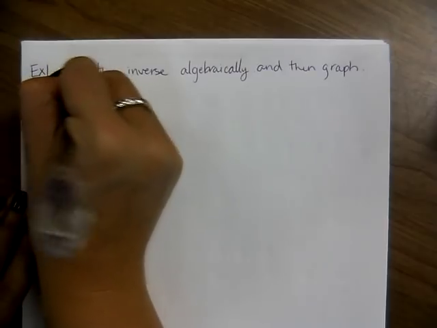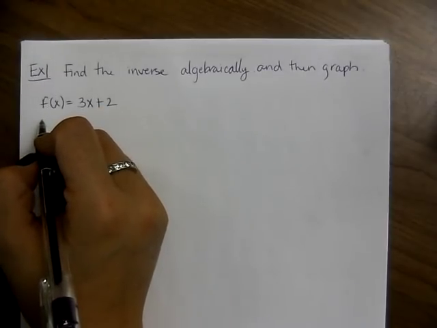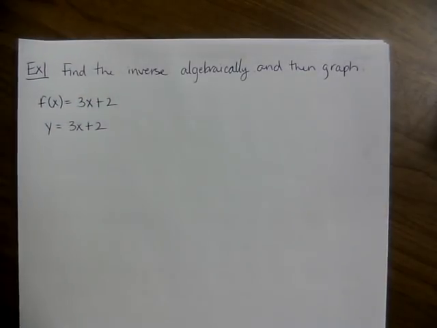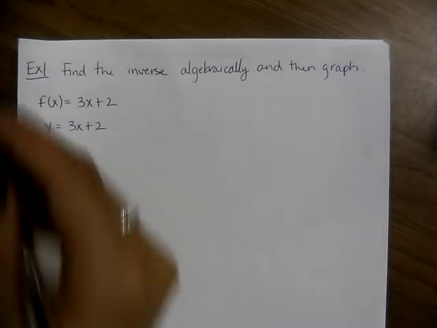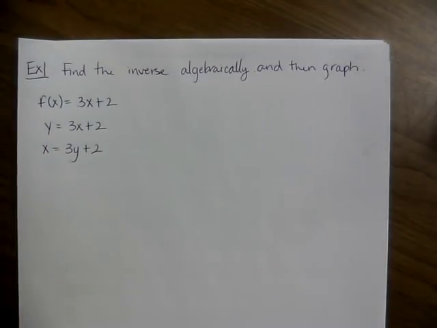Let's start out with f of x equals 3x plus 2. Okay, so the first thing they want us to do is find the inverse algebraically. So the first thing you have to do is plug in y for f of x. Everyone agree that f of x is the same as y? Okay, so I'm going to get rid of my function notation and replace that with y. Then it says you have to interchange the x and the y values and then resolve the equation. So I'm going to make this x and this 3y plus 2. All you do is interchange your x and y.